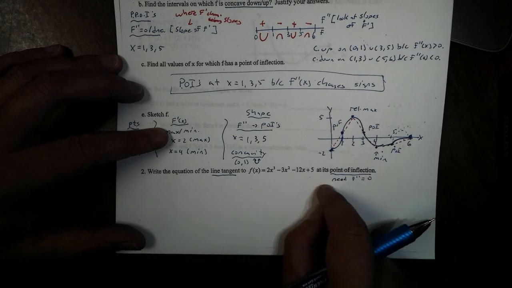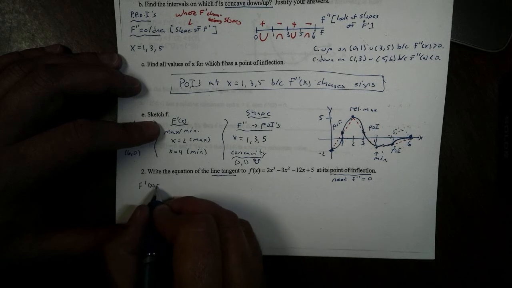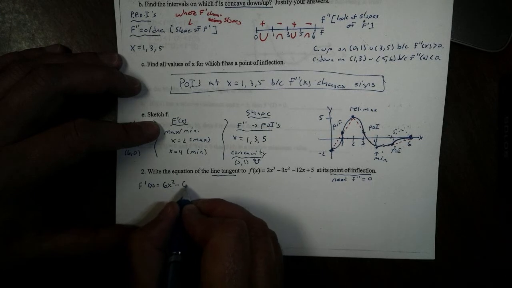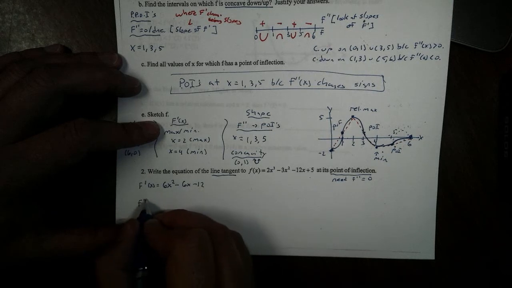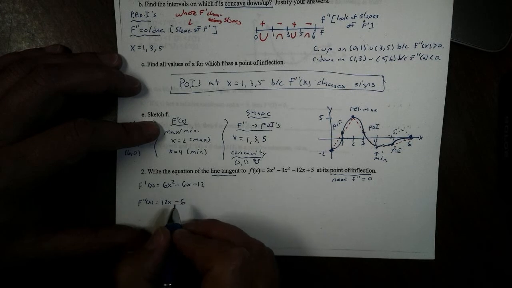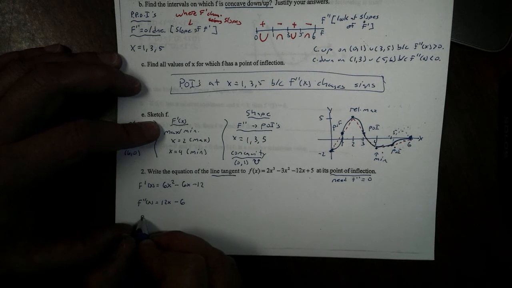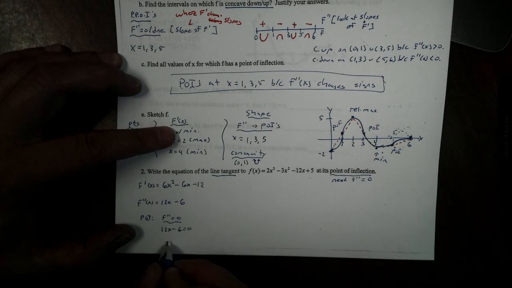So what we are going to do is we are going to need to take a few derivatives. So let's go ahead and start by taking the first derivative, and that's going to give us 6x squared minus 6x minus 12. And taking the second derivative, that's going to give us 12x minus 6. Now, I need to find the POI, so let's go ahead and do that. So the POI will be where the second derivative is 0. And if I set that equal to 0, this is not going to turn out nice. We get x equals 1/2.